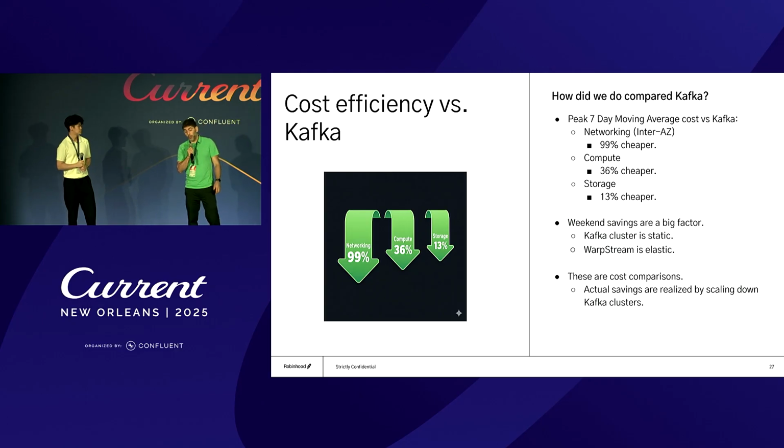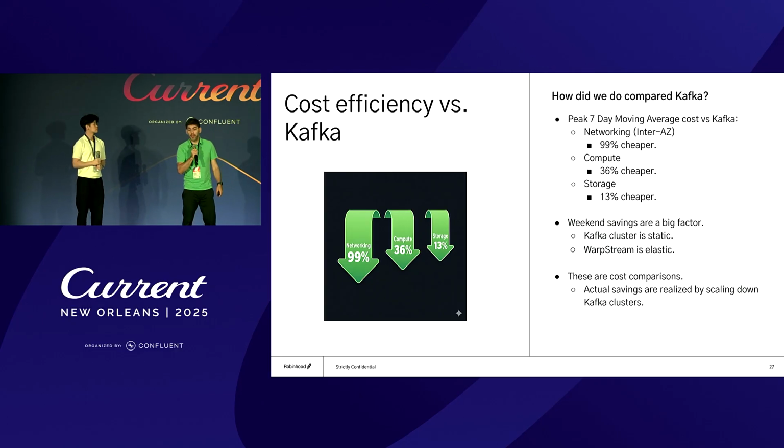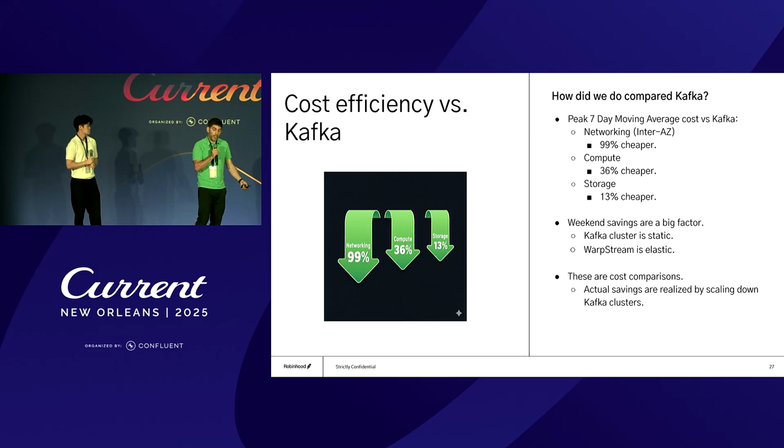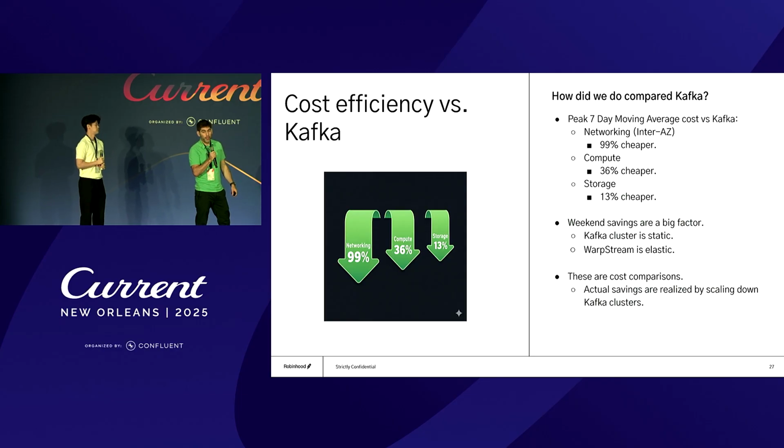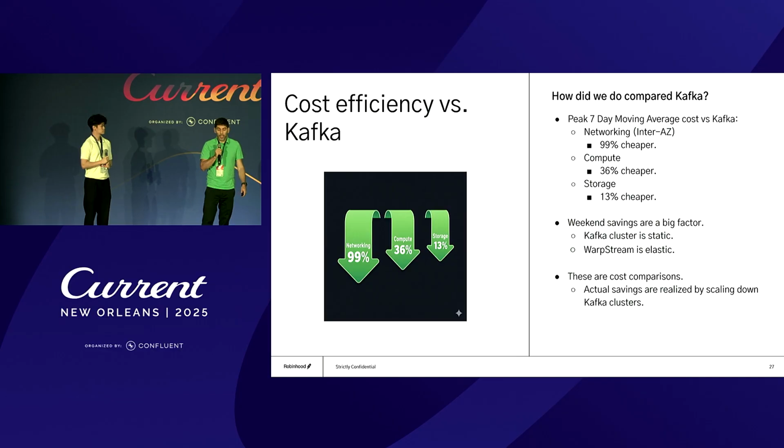And more importantly, how does this compare to what we had before? The 7-day moving average for Kafka is pretty much the same because it's a static service. We don't try to scale it up or down. But in comparison with the amount that we spent on WarpStream with a comparable cluster, we were obviously able to bring down the inter-AZ costs by a huge amount. We basically got rid of them. We were able to save on compute, and we were able to save a little bit on storage.